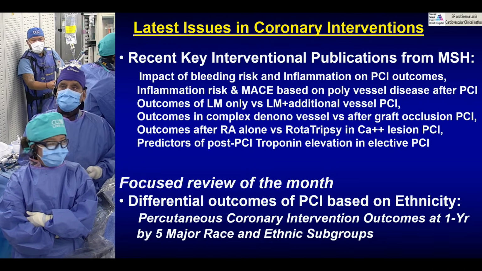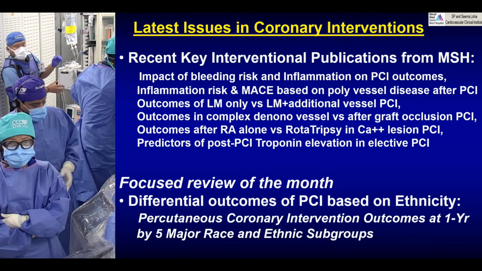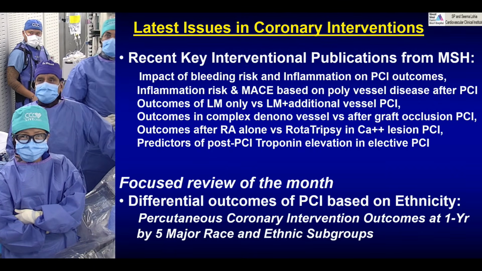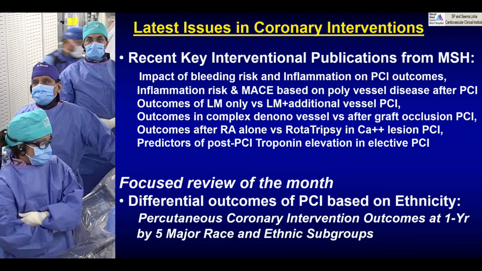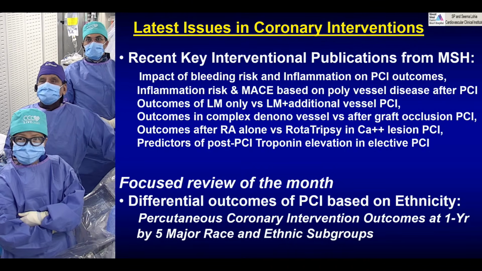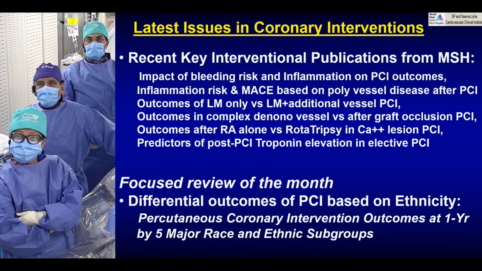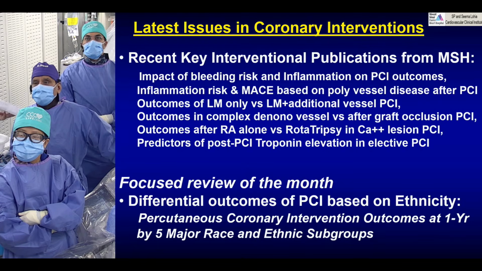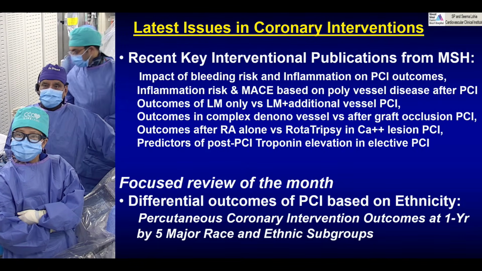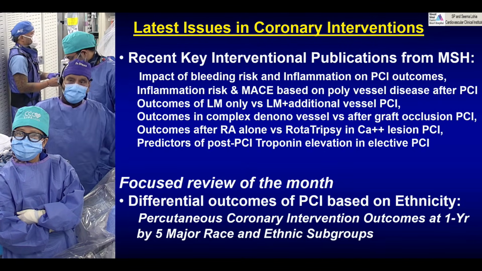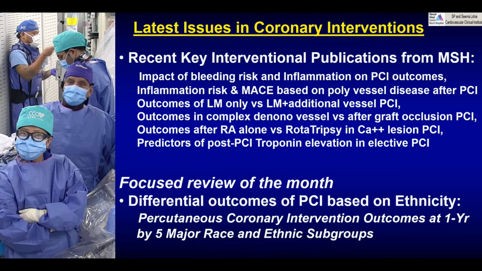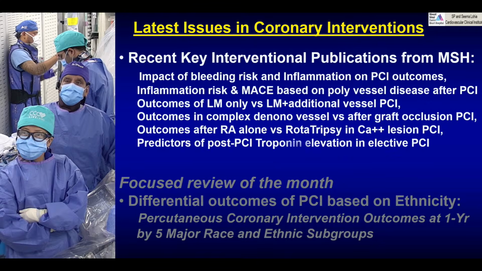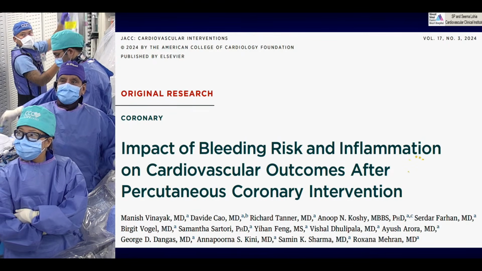So what we are going to do today is some publications. We have multiple publications over the last 1 year. Every year we present the data from Mount Sinai, our interventional database, and we are going to present some of these data, as you can see here, all from Mount Sinai, including the review of the month, which is differential outcome of PCI based on ethnicity. This is a very important paper, the PCI outcomes at 1 year in the 5 major race and ethnic subgroups. So the first one is the impact of bleeding risk and inflammation.